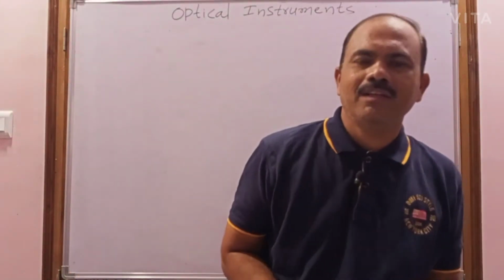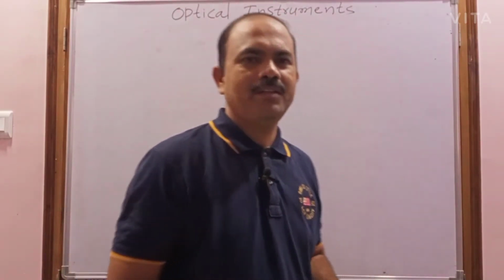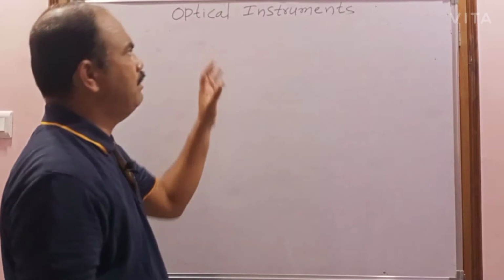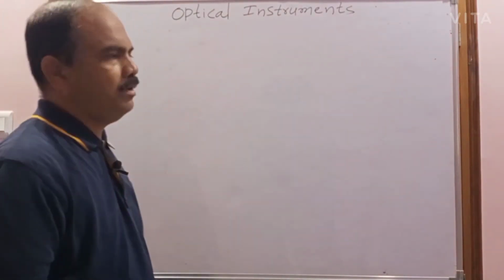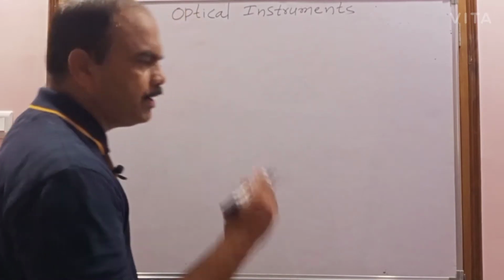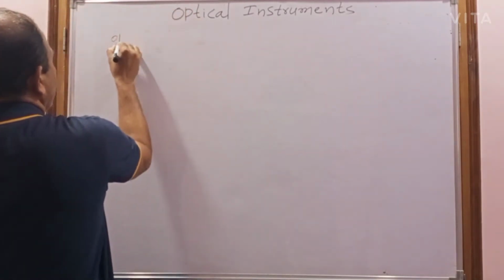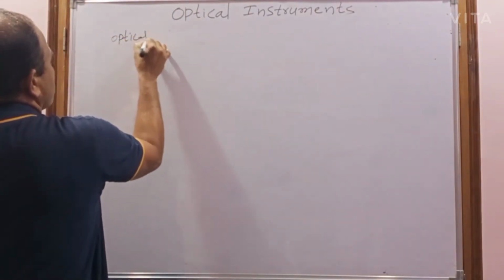Hello children and viewers. In the previous class I explained about the scattering of light. So now we are entering into the optical instrument. In this class I am going to discuss the optical instrument. But what is an optical instrument?